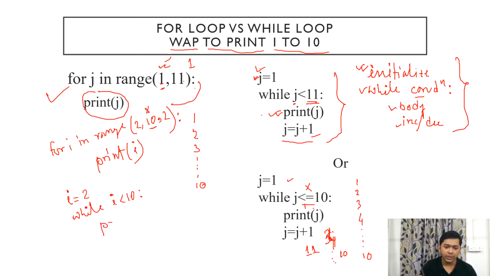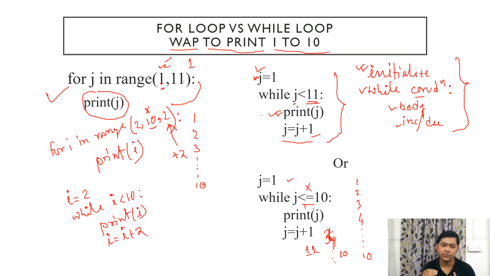Okay, then print what we need to print: I. Then how is it incrementing? We are incrementing this loop by plus 2. So here I need to write I equals I plus 2. Is that clear, everyone? So this is how we will write the while loop.